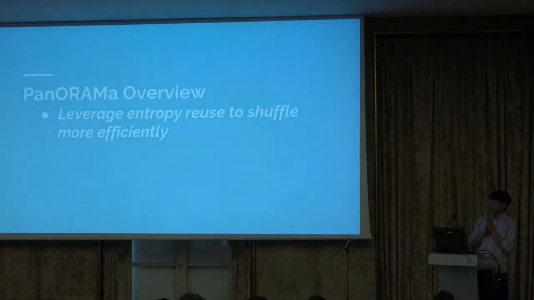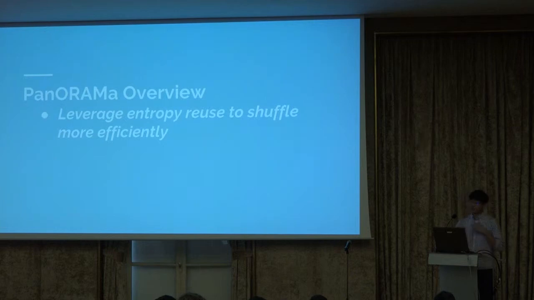All right, so the overview of our result essentially is just one line. We essentially leverage entropy and reuse it to shuffle more efficiently. If I hope you guys get anything from this talk, it is this idea of trying to maintain and reuse entropy in oblivious algorithm constructions. It's going to be very important. It allows you to do a lot more things a lot more efficiently than we could previously.